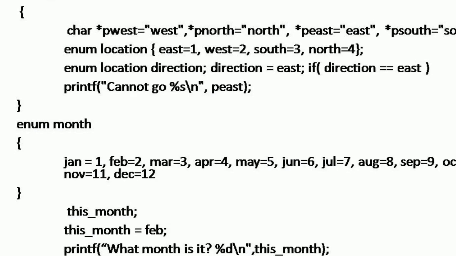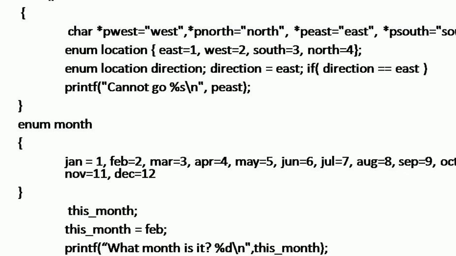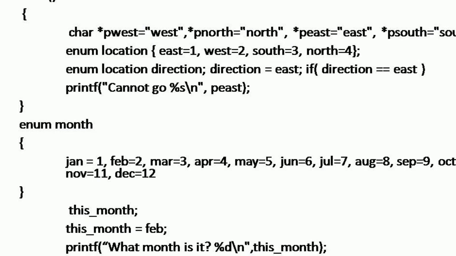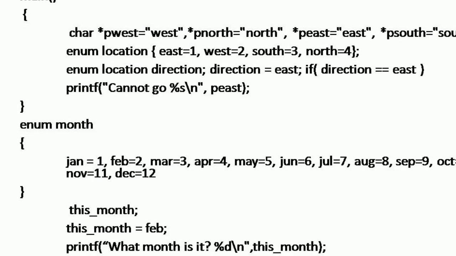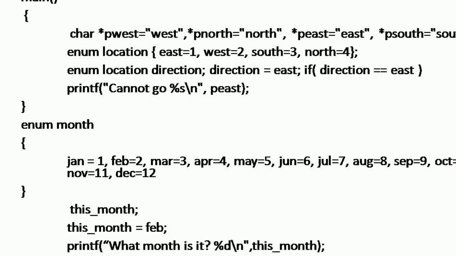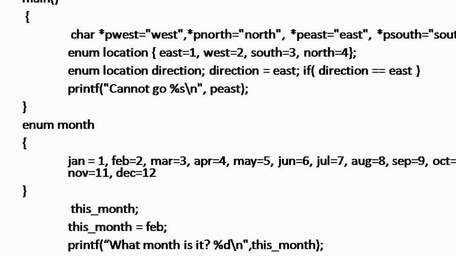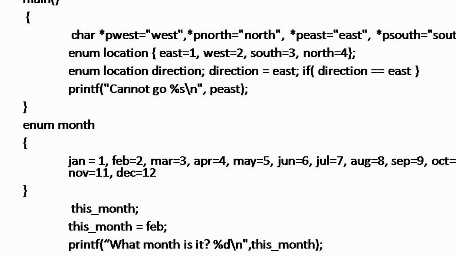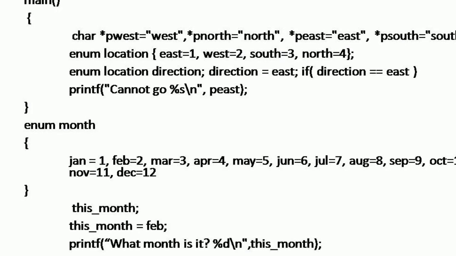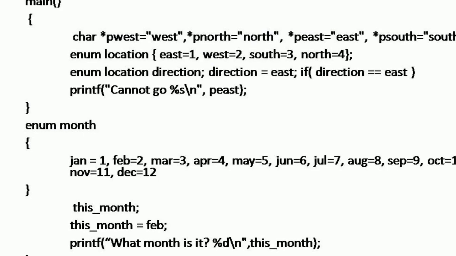That is the enum location. enum location direction, ended with a semicolon. direction equal to east. if, curly, then bracket start, direction double equal to east, printf, within the double quotation, percentage s backslash n, the double quotation closed, comma, p_east, curly braces closed.